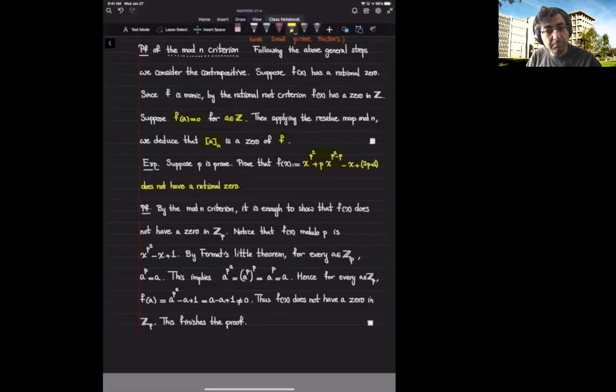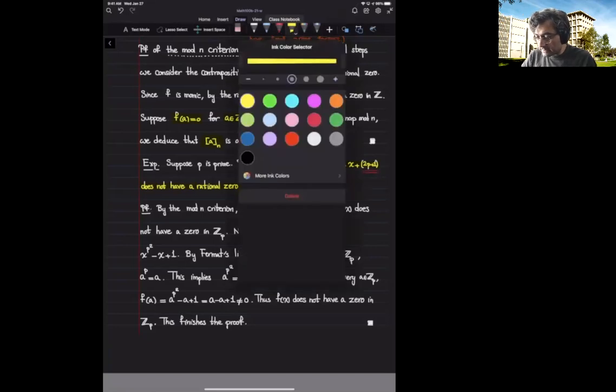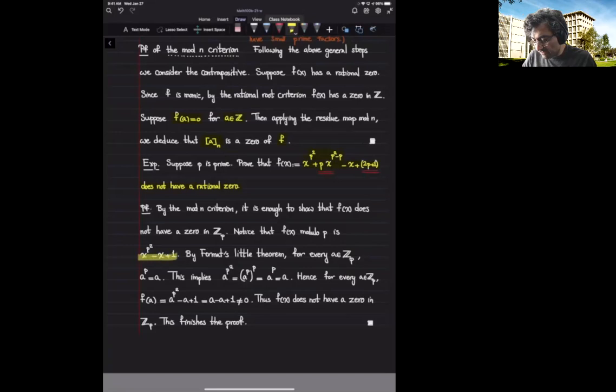So if I look at this polynomial mod p, then all of a sudden this term disappears and this term simplifies to 1. So altogether, f is the same as this polynomial mod p: x to the power p squared minus x plus 1. I want to show that this polynomial does not have a 0 in Z_p. As soon as I show that, using the mod n criterion, I can deduce that it does not have a rational root. Okay, but how can I show that this polynomial does not have a 0?